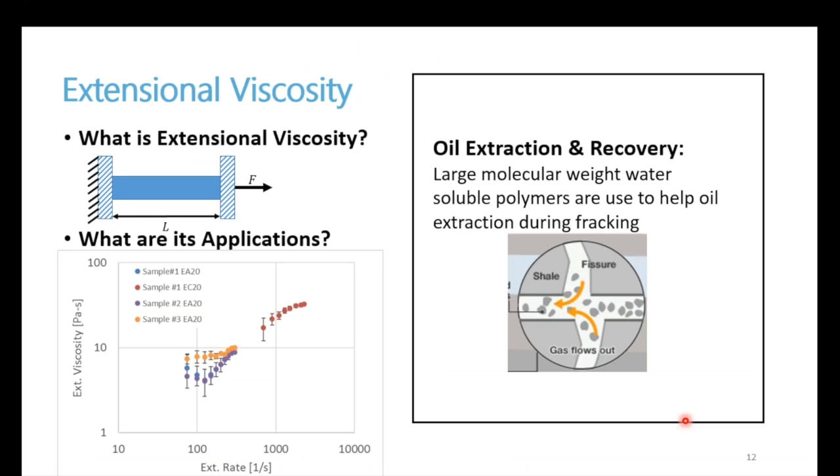So there is a good number of applications for extensional viscosity. The first one will be oil extraction and recovery. Very often for fracking, we use large molecular weight water-soluble polymers that facilitate the extraction of oil from different cracks. And you can imagine that in these flows, you're pumping at pretty high pressure, and your fluid is going through sections of the cracks that have changing cross-sectional areas. So the fluid is going to be getting stretched all the time. So knowing the extensional properties of these samples is very important for this process.